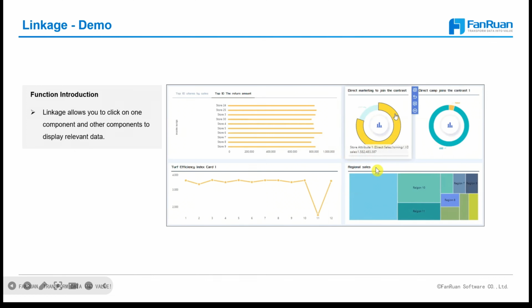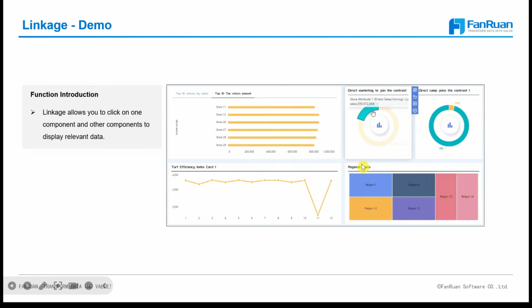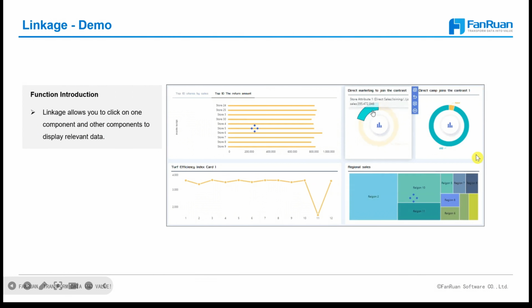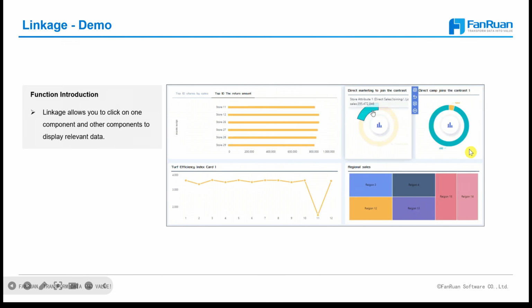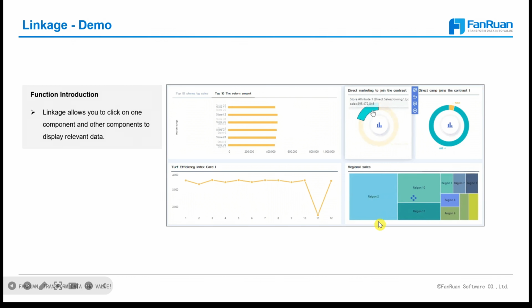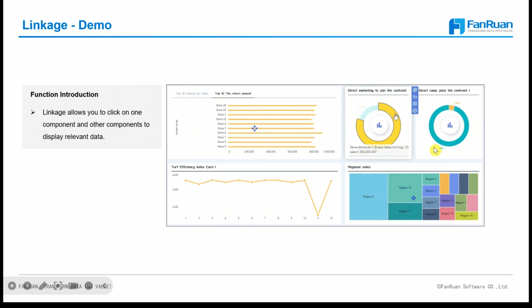As you can see, when we click on a specific part of the donut chart, for example on direct marketing stores, the other components automatically filter the data related to direct marketing stores. The bar chart will then only show the sales figures for the stores, and the same applies to the other components. This is what we call linkage. Clicking on an item in one component triggers corresponding changes in other components.